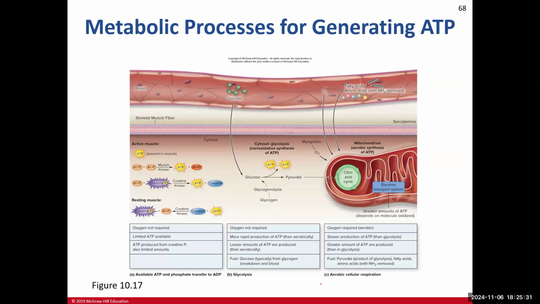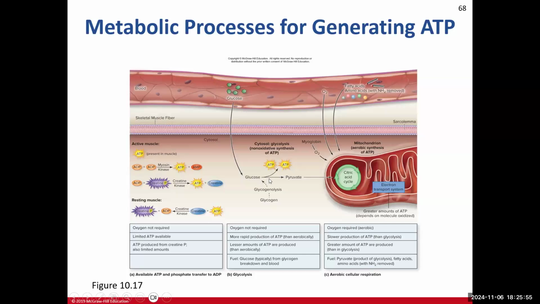so this slide here, figure 10.17, shows you the 3 ways, or actually more than 3 ways. It shows you the 2 phosphate transfer methods here, the myokinase and the creatine kinase. And this is more for short term. All right, and then you can see we've got our glycolysis here.